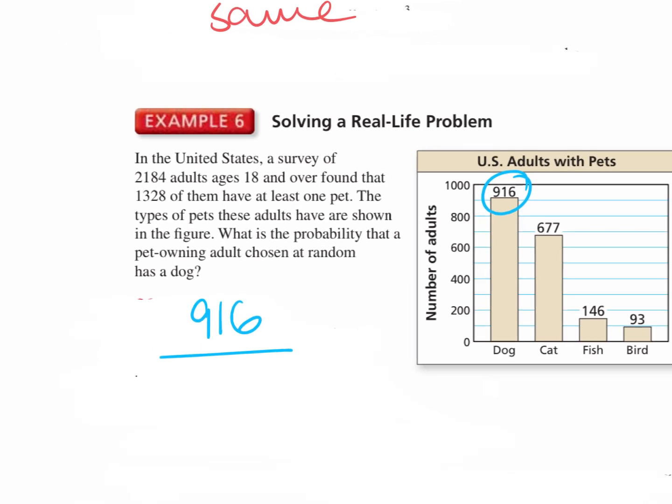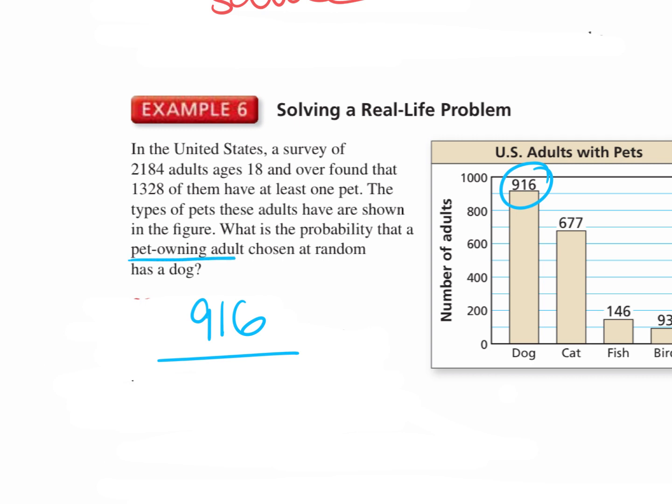Be careful, because it says what's the probability that a pet-owning adult, so we're only looking at the total amount of pet-owning adults. 1,328. This is a question that you might see on the SAT because it kind of tries to trick you. It gives you two totals, but you just have to be careful with the wording. The question says what's the probability that a pet-owning adult. So we have to look at what's the total amount of pet-owning adults? And that would be, yes.